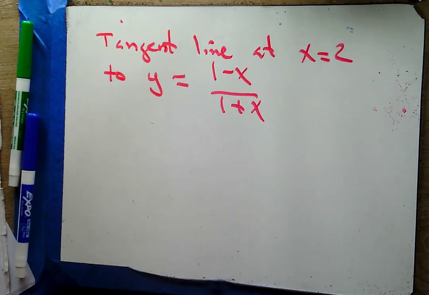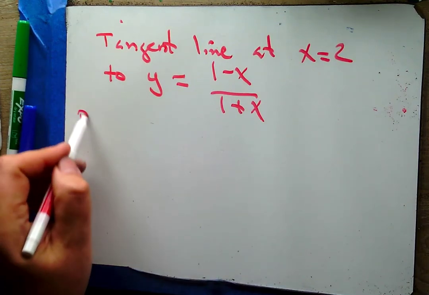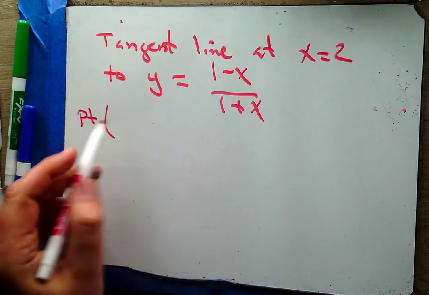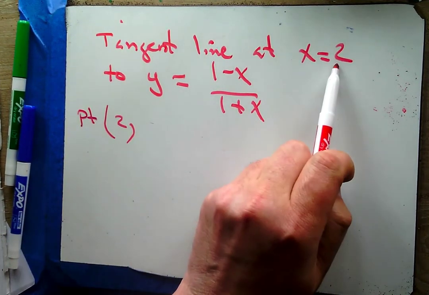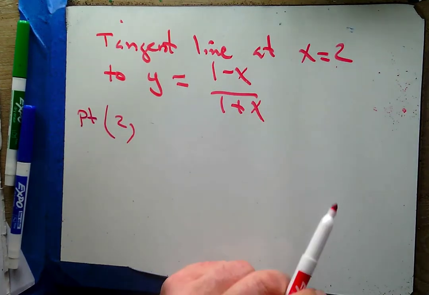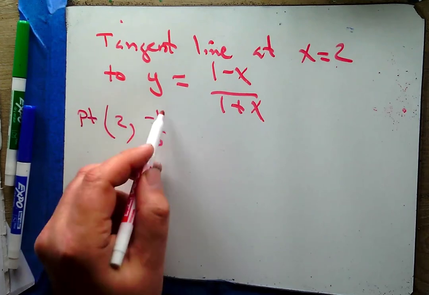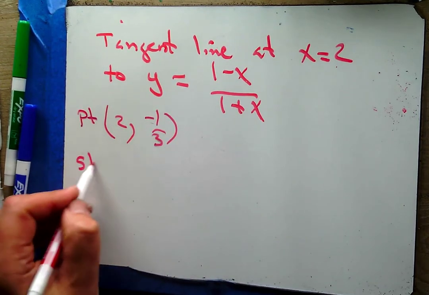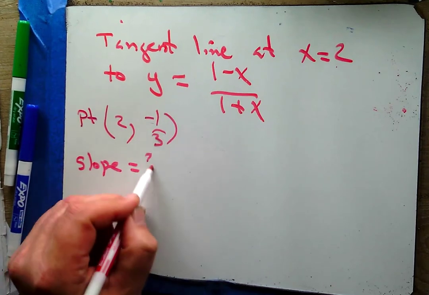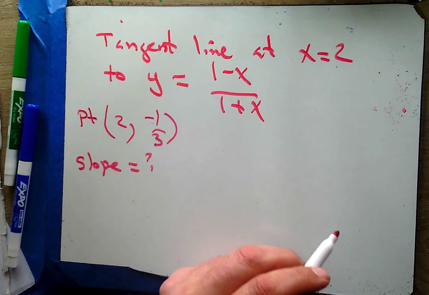So what information do you need in order to write the equation of a tangent line? You need a point. They've given us half of a point. How do we find the y value for that point? I have to take that point and plug it into these places. 1 minus 2 is negative 1. 1 plus 2 is 3. Okay, so I've got a point. What else do I need? I need a slope. And the slope is the derivative evaluated at that point.